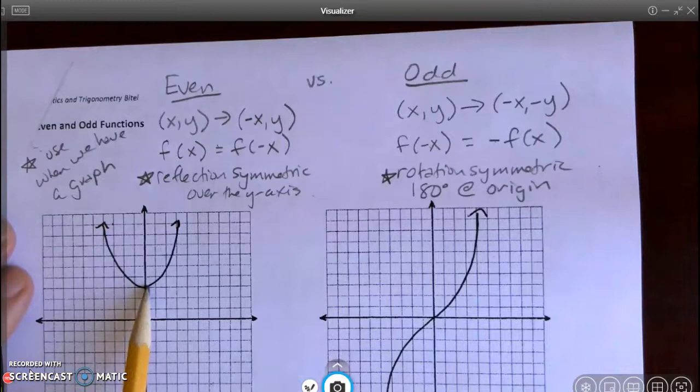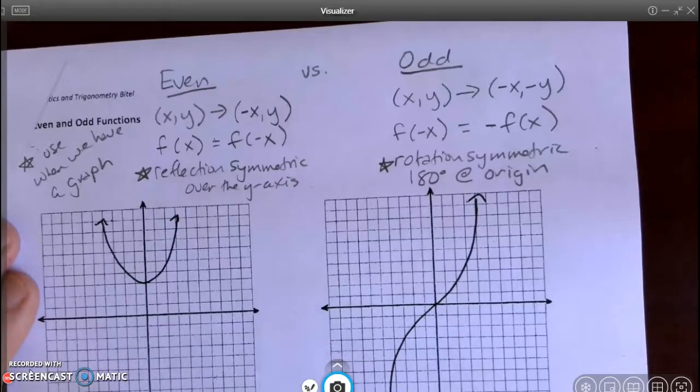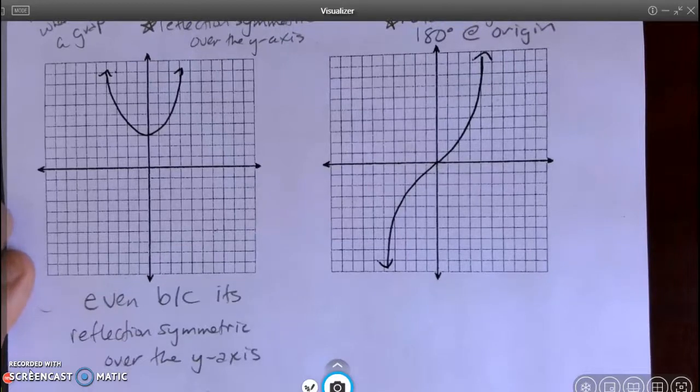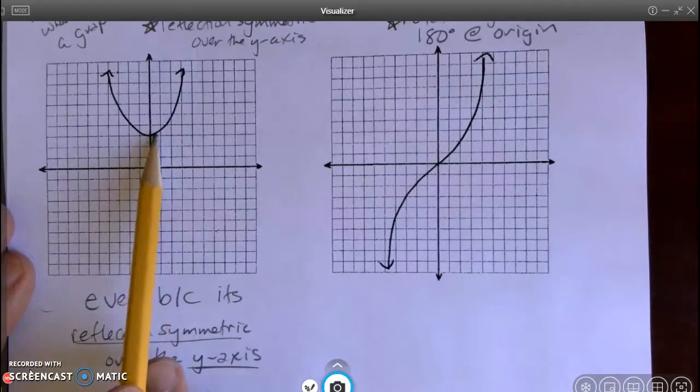So I can look at this quadratic right here, and I can see that it's reflection symmetric over the y-axis. So I can say that this is even because it's reflection symmetric over the y-axis. Sorry, I didn't know that wasn't in view. Now, I can't just say because it's reflection symmetric. I have to say reflection symmetric over the y-axis. That is what makes this graph even.